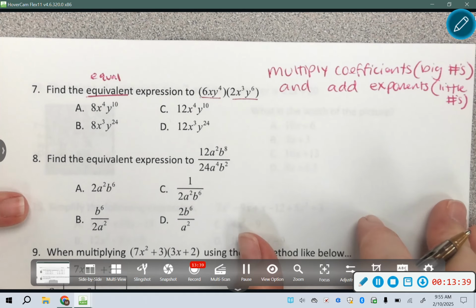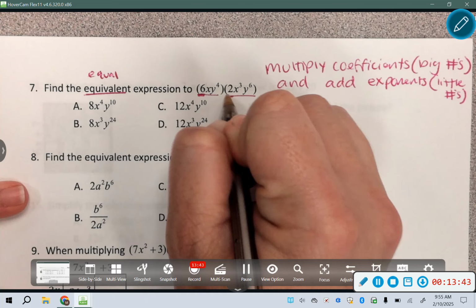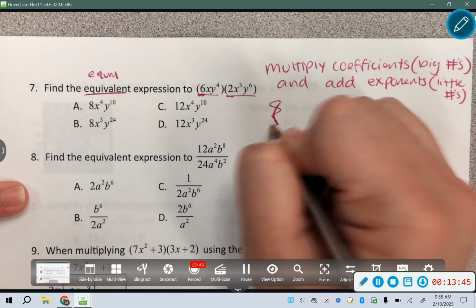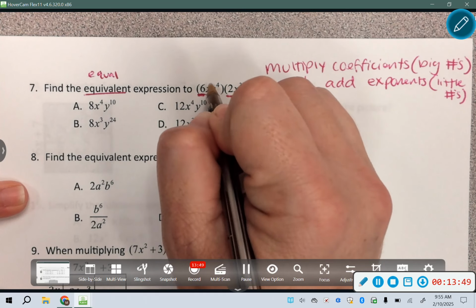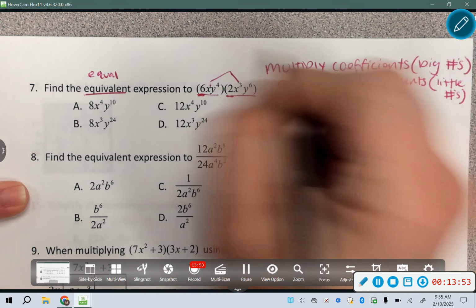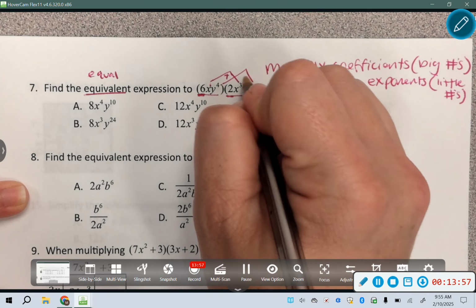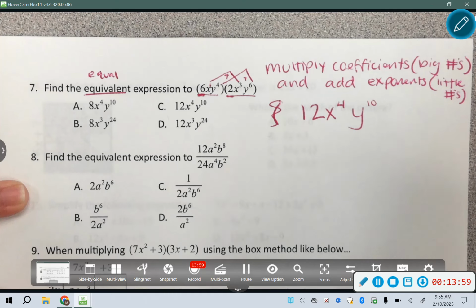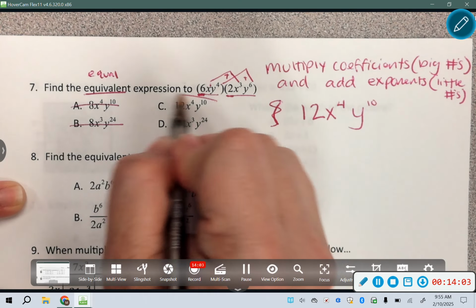So we multiply our big numbers, add our little numbers. We treat our big numbers just like normal. So 6 times 2, I don't need parentheses, is 12. And then I have x and x. So remember, if there's no exponent, I could put a 1. And 1 plus 3 is 4. And then I have a y. So 4 plus 6 is 10. So I have 12. These two are wrong. X4, Y10, which is C.